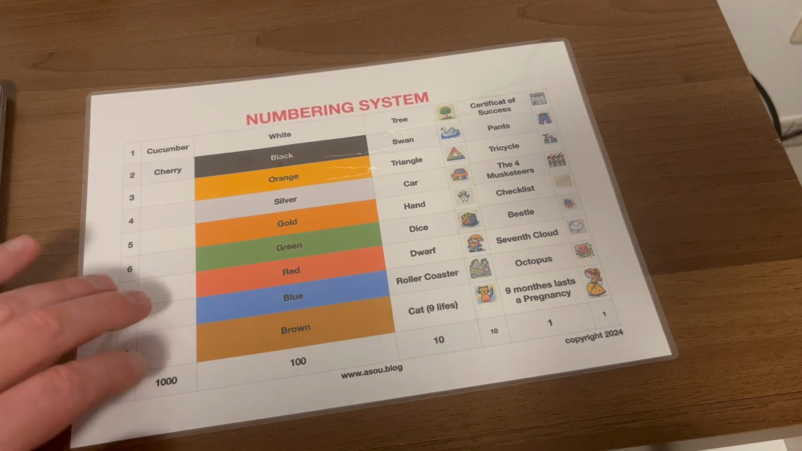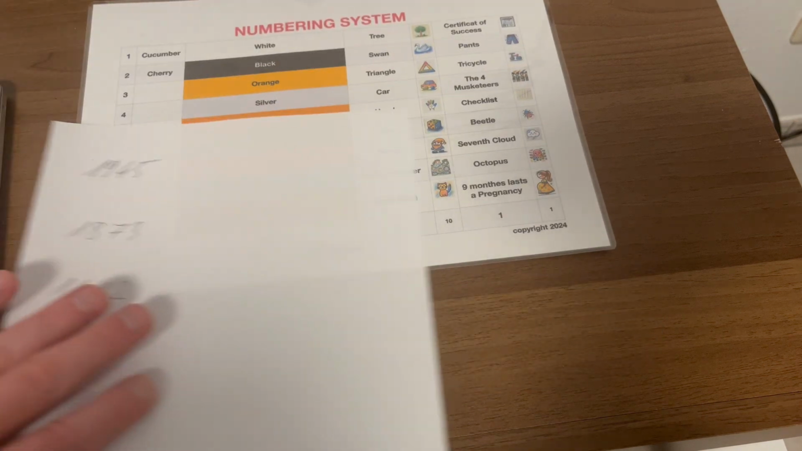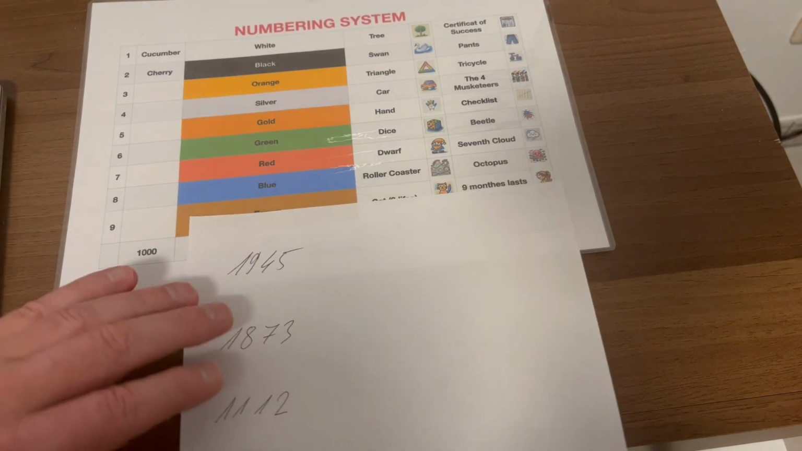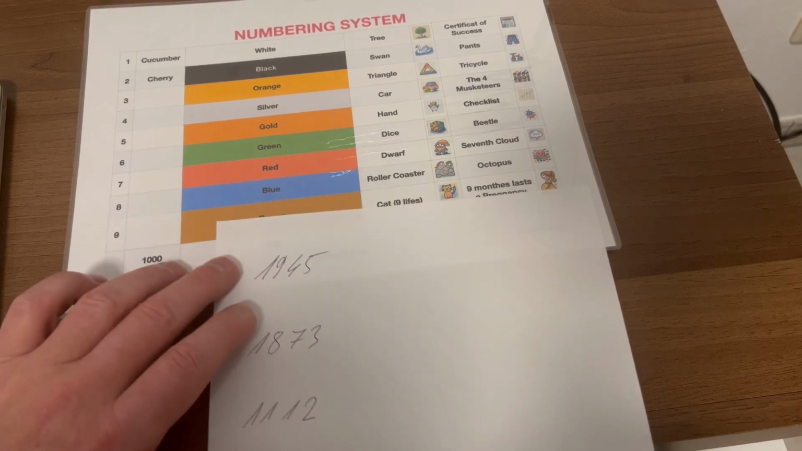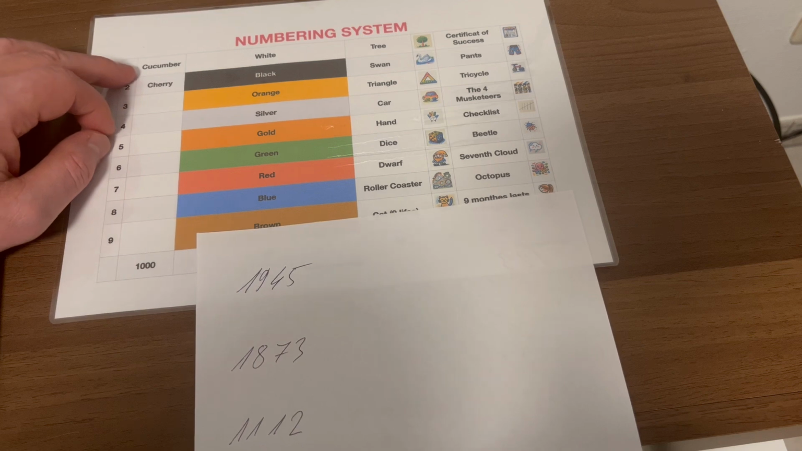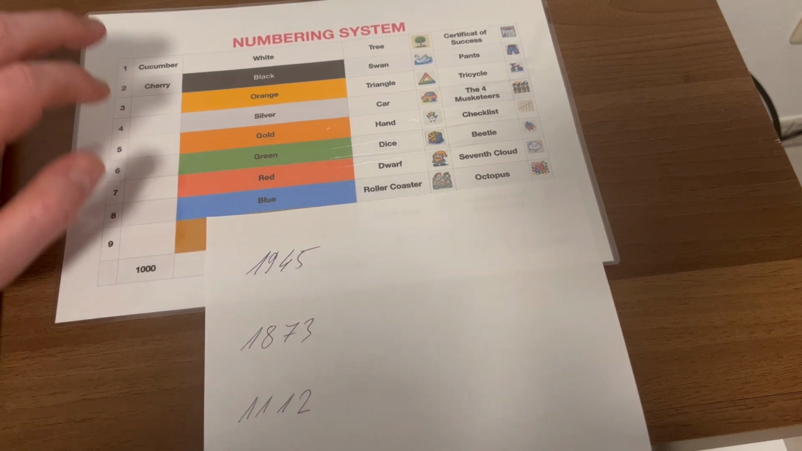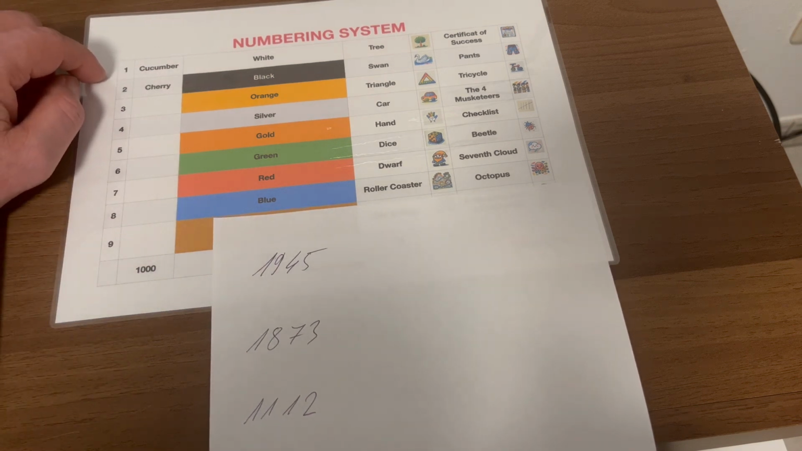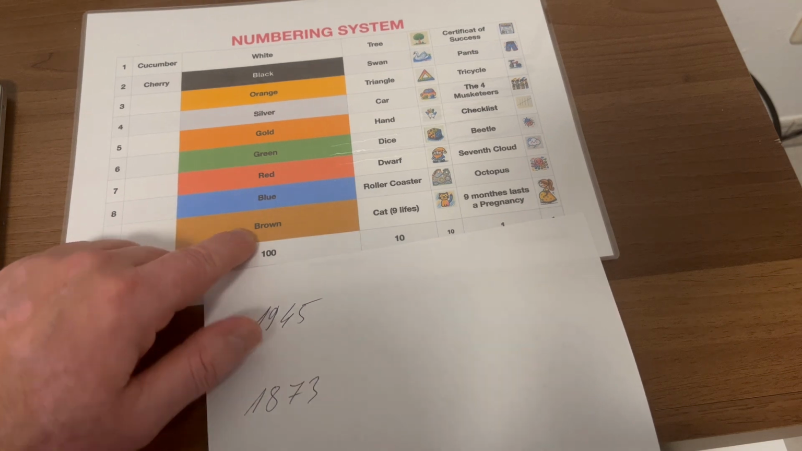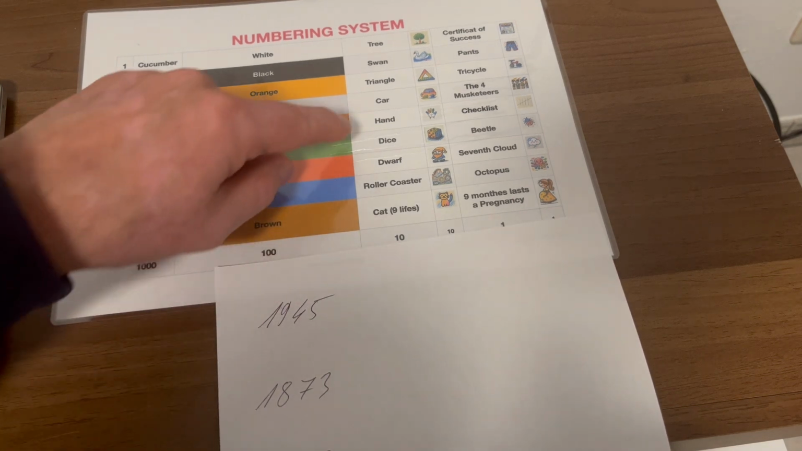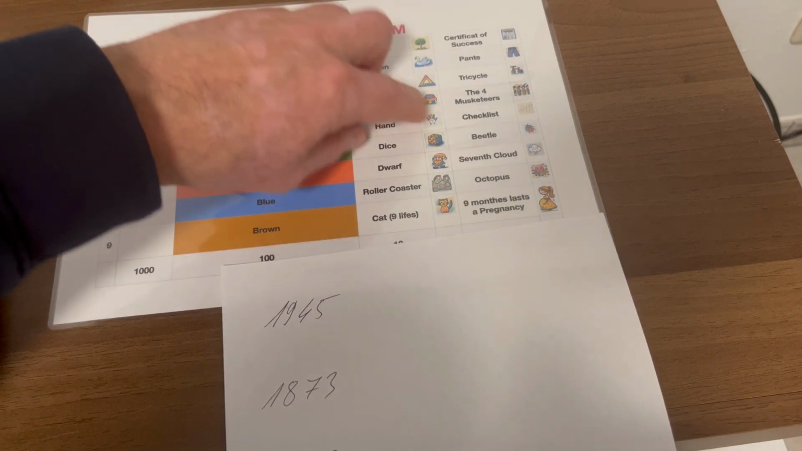So, okay, let's imagine some history years. 1945. So it's cucumber, okay, but we don't need it because normally we know that it's in the thousands. 900, there is the color brown, and you have the 4 in the 10th. 4 is a car, and 5 is the checklist.